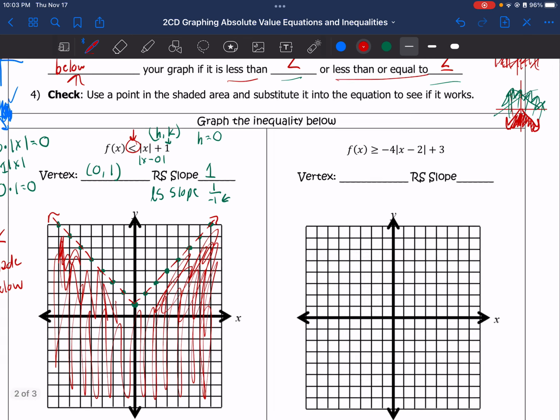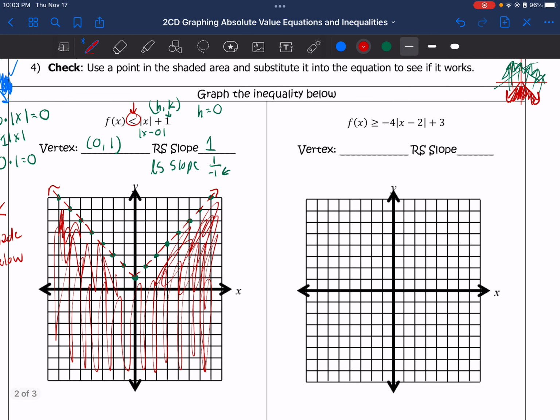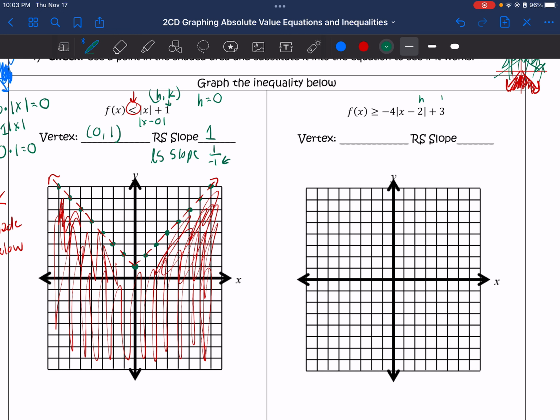So let's look at this second problem. If you feel like you have the hang of it, pause the video, try to see if you can get through it, and then unpause it and see how I work it through. We're going to look for our vertex. We have H and K here. We have a minus sign right here, so we know that H is going to be positive. So we're going to have a positive 2. And we have a plus sign here for K, so we know that K is also going to be positive, giving us a positive 3.